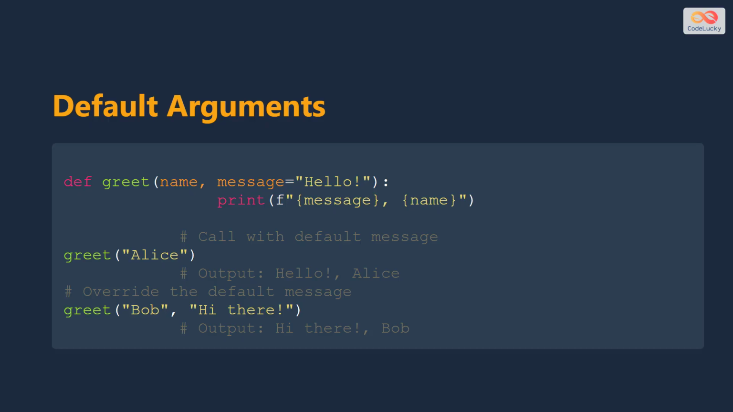Python allows you to provide default values for parameters. This makes your functions more flexible. Here, the greet function has a message parameter with a default value of hello. If you call the function with just a name, it uses the default message. But you can also provide a different message as an argument to override the default.